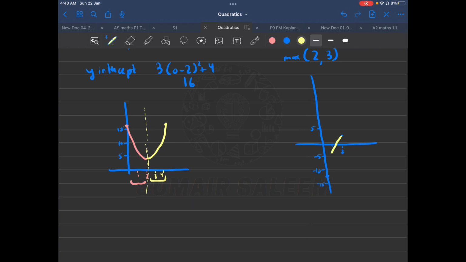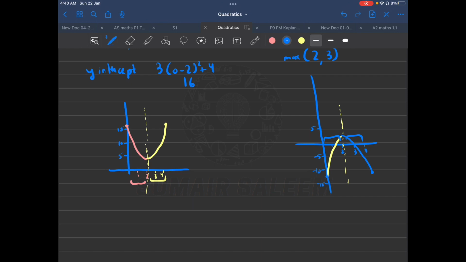Let's make half the graph. Got this? So if the half is 2, the other half will be 3 and 4. 2 units from here, 2 units from here. So it's going to be completed at this point. Do you get this?